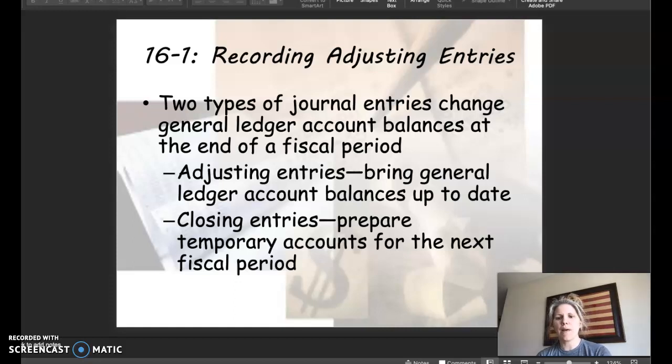So as we're finishing up that fiscal period, we have two kind of final sets of journal entries that are going to make changes to our general ledger account balances at the end of the fiscal period. So first, our adjusting entries, which bring account balances up to date. So remember, that's things like our supplies, prepaid insurance. Those are kind of the main ones. And then our closing entries prepare our temporary accounts for the next fiscal period. And when we focus on closing entries here, we'll kind of do a review of what temporary accounts are.